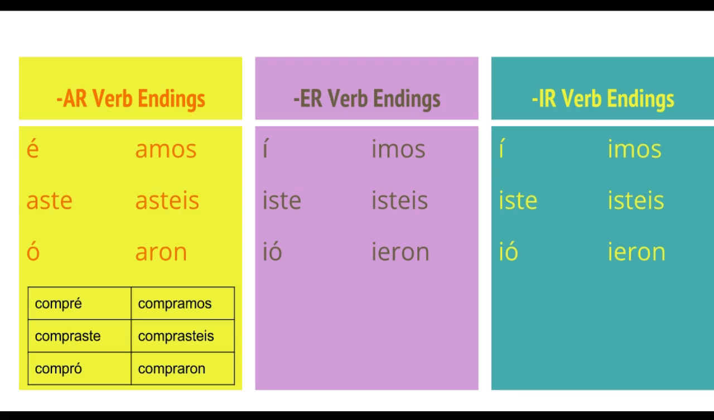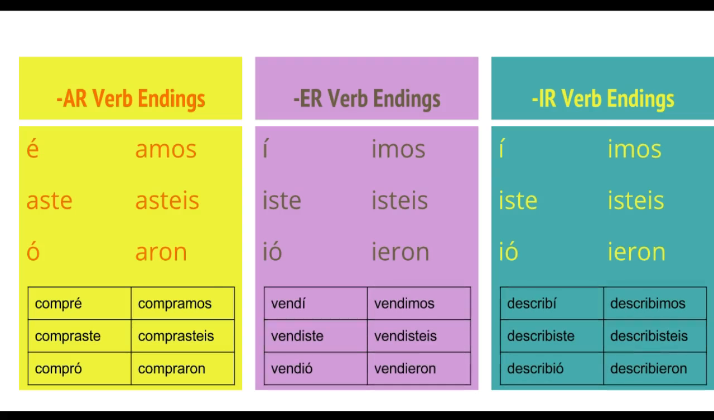Here are some examples of verbs that you would use these endings with. So if I wanted to say I sell, or not, I'm sorry, not I sell, I sold, because this happened in the past tense. Yo vendí, tú vendiste, él, ella, or usted vendió, nosotros vendimos, vosotros vendisteis, ellos, ellas, or ustedes vendieron. And then the IR verb, you can see how those would be used with the verb describir, to describe.